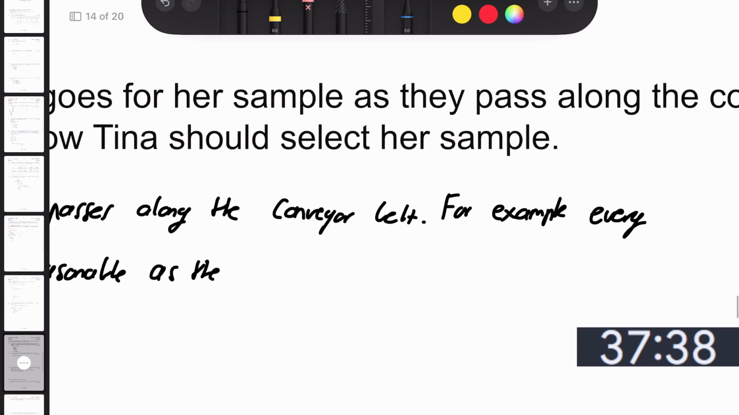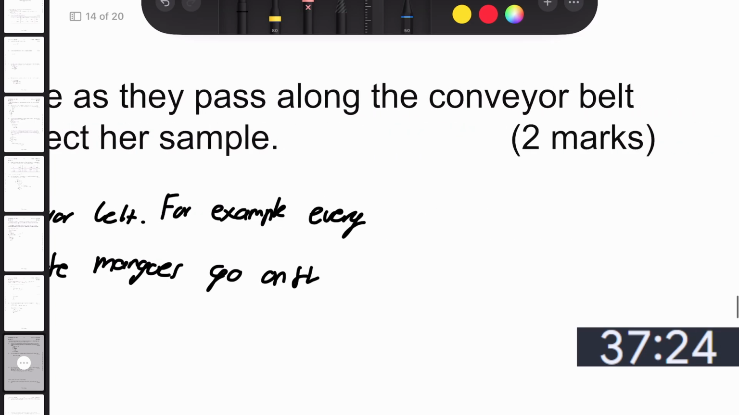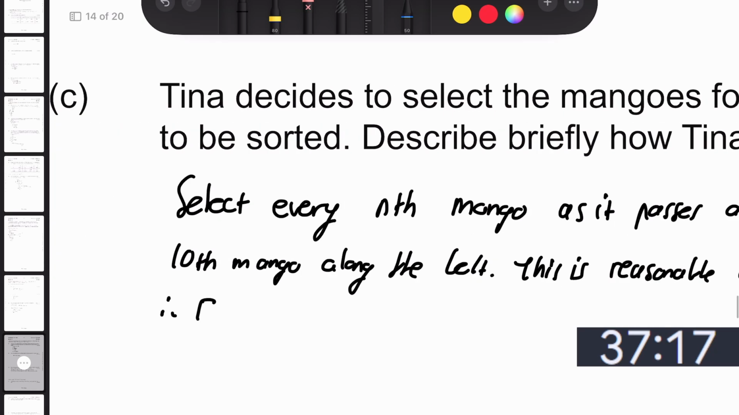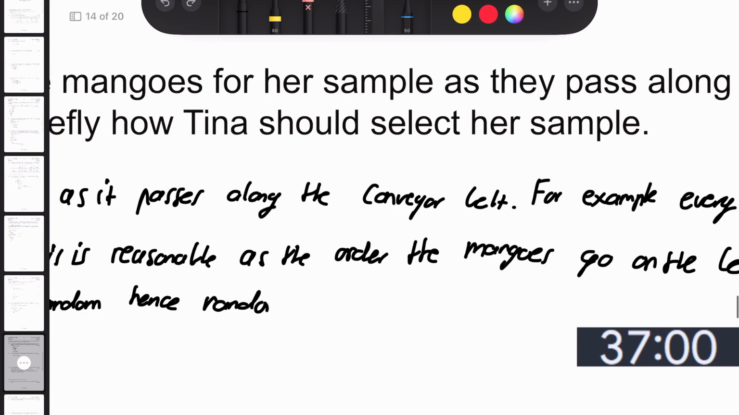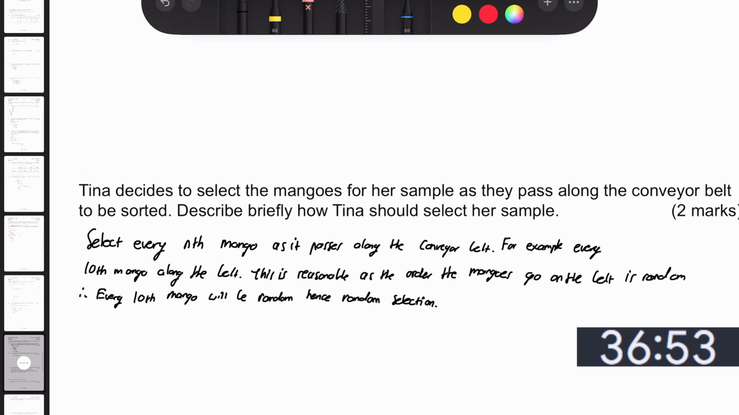As the order the mangoes go on the belt is random, therefore every 10th mango will be random. Hint: random selection. I think there's a better way to do it.